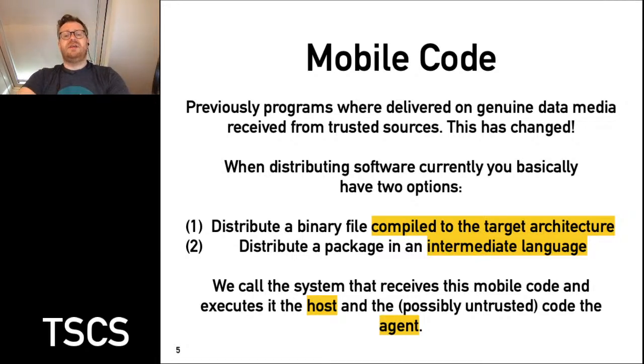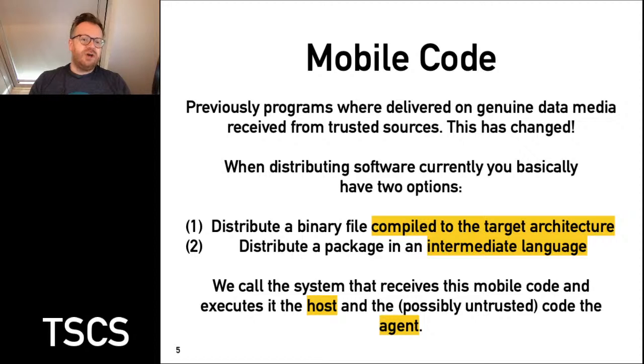And this has drastically changed, because now, currently, you have basically two options. You distribute some binary file that's compiled to the target architecture. This is usually what happens when you install some programs for Windows, let's say, or when you use a package manager for things like macOS or Linux, and you get a compiled binary file that is compiled to the target architecture.